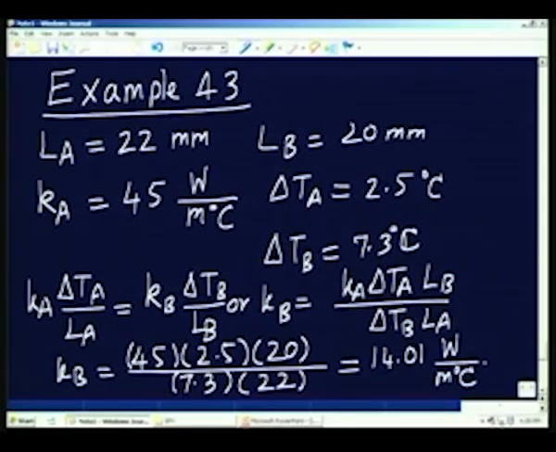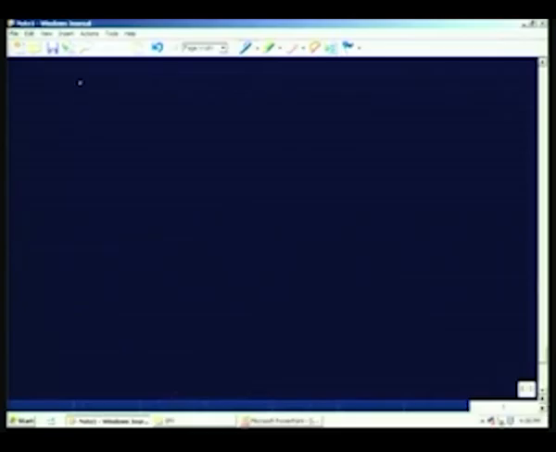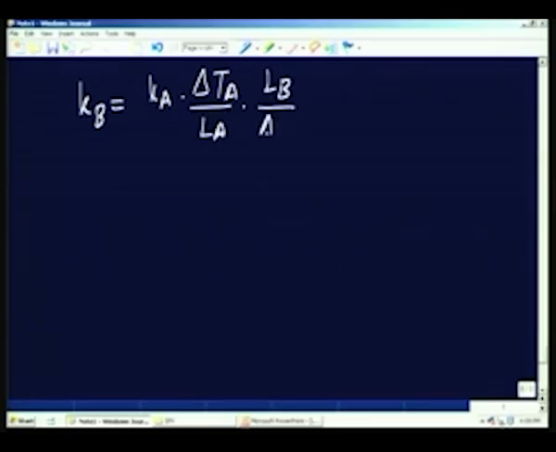Now all I have to do is to calculate the uncertainties. I have to use this expression. So we will go back here. Kb is equal to Ka multiplied by delta Ta by La multiplied by Lb divided by delta Tb.